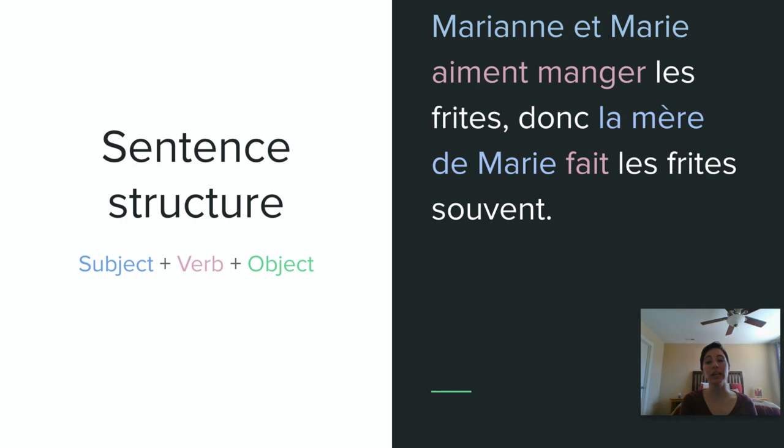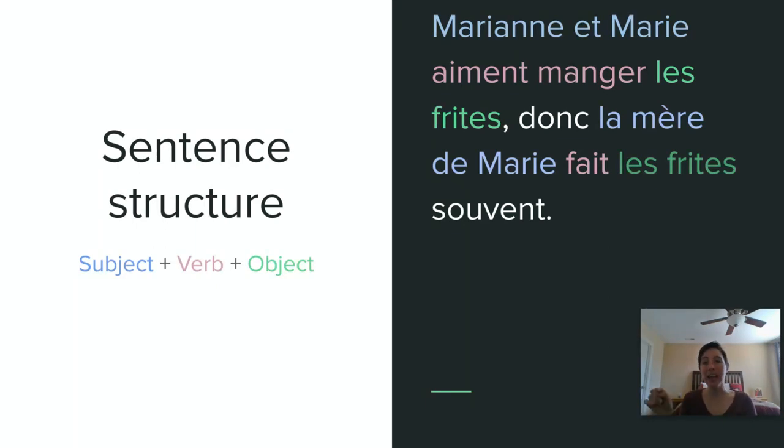And our final thing to identify is our object. Remember, our object is the receiver of the action of the verb. So in the first half of our sentence, we know that Marianne and Marie are doing the action of liking to eat fries. And what they like to eat is the fries. So the fries are receiving the action. So les frites is our object for the first sentence. Really, to identify your object, you have to find your verb and then figure out what is getting the action of that verb. So what is being verbed? That's the receiver of the action, or the object.